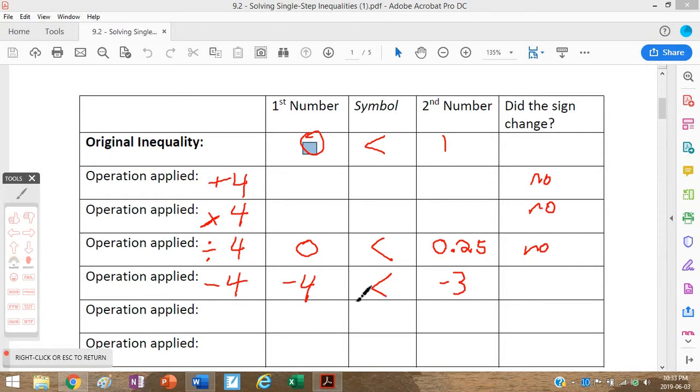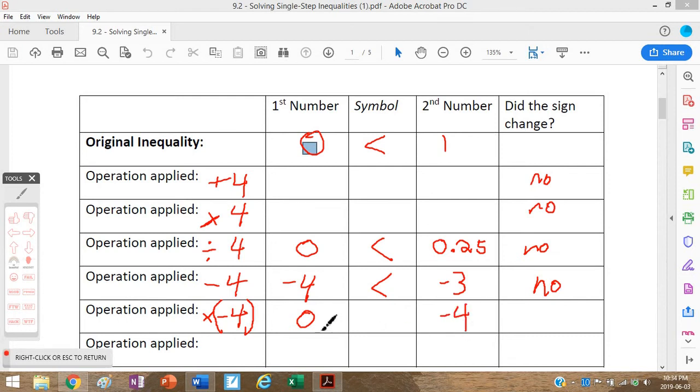Let's subtract 4 from both sides. 0 subtract 4 is negative 4. 1 subtract 4 is negative 3. Guess what? Negative 4 is still less than negative 3, right? If it's minus 4 outside, it's colder than if it's minus 3. Not by much, but it is. Okay, let's try something different. We've added and subtracted, we've multiplied by 4. What if we multiply by a negative?